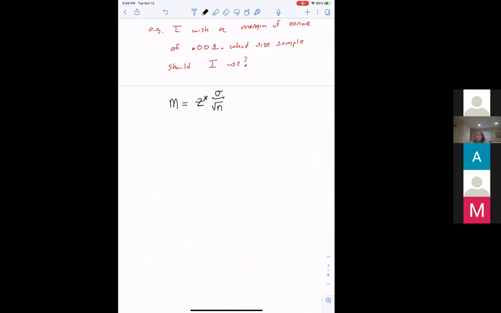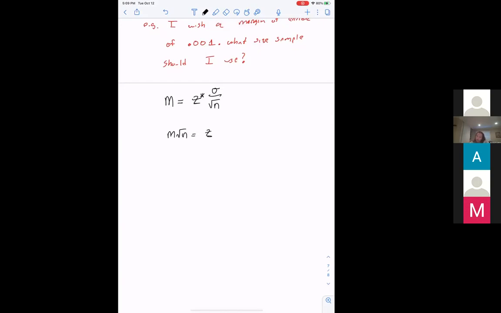Okay. So if I solve this for n, what do I get? Well, let's take a look. I can cross multiply: m times the square root of n equals z star sigma. Divide both sides by m, so the square root of n equals z star sigma over m. And then what do I do to both sides? You square both sides. So n is equal to (z star sigma over m) squared. So let's calculate what that is for the example that we just did a few minutes ago. We used 95% confidence. So what was our z star?